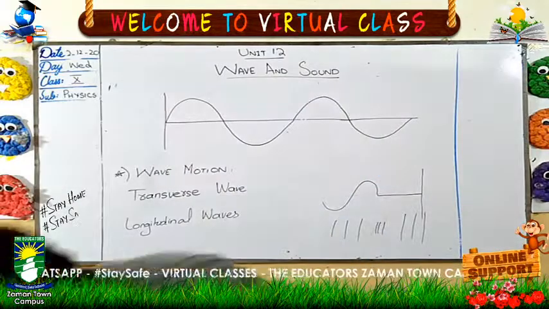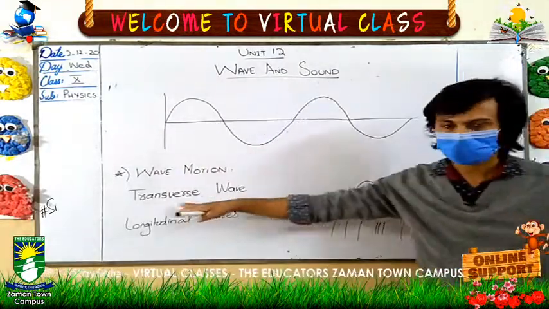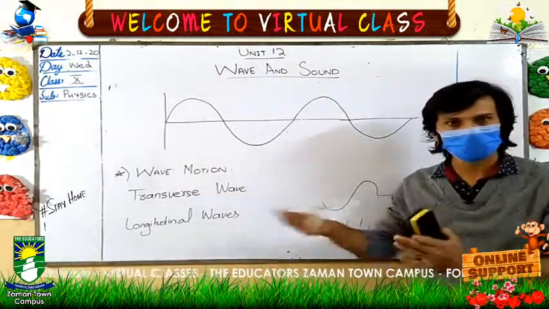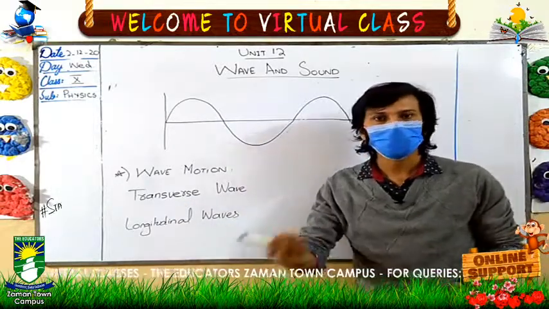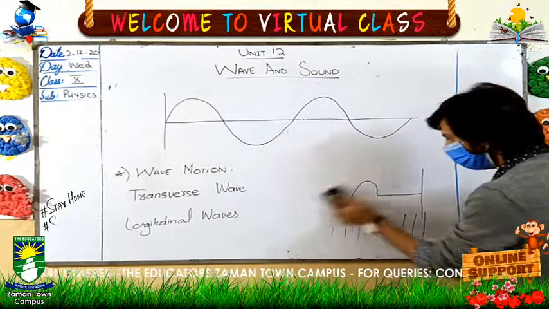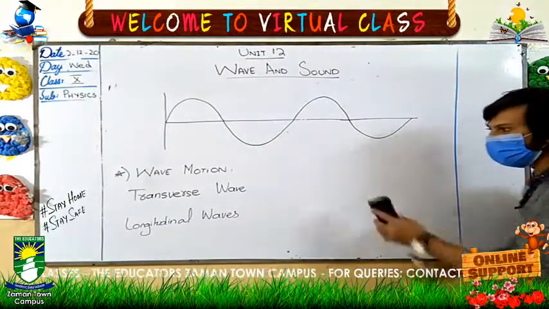There are some other names of these two waves. Transverse wave, we can say simply light wave. The example of the transverse wave is light wave. Longitudinal wave, the example of longitudinal wave is sound wave. So what is the difference between these two waves?